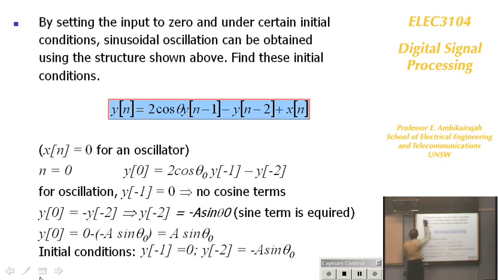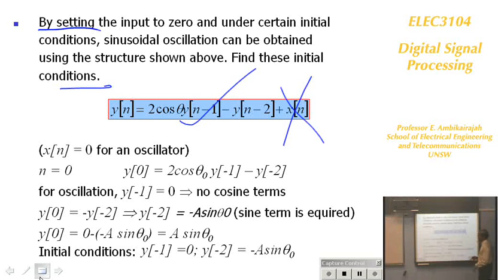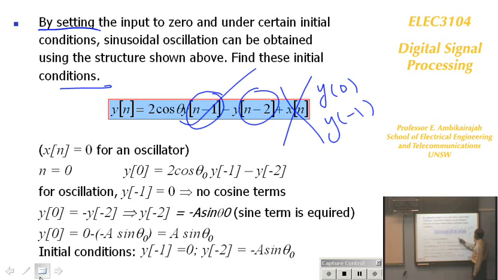The next part is by setting the input to 0. Under certain conditions, you can still make the oscillation by finding the initial condition. So you write the equation, input is gone, 0. Now you have to find the initial values. That means, for example, y0 and y minus 1, the current and previous, or 1 and 0, or 2 and 1. Doesn't matter. Two initial values. Better to do two initial values.